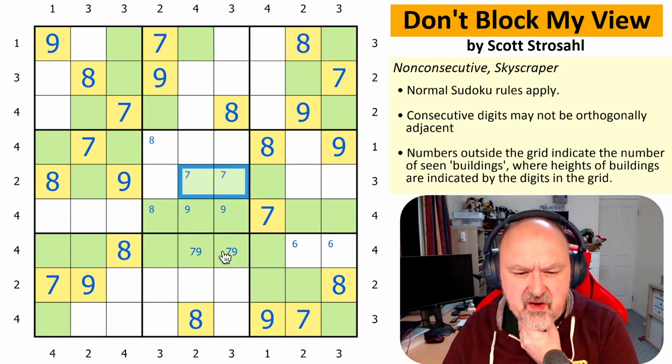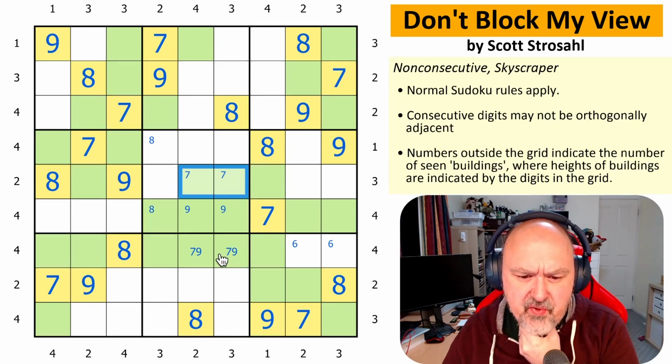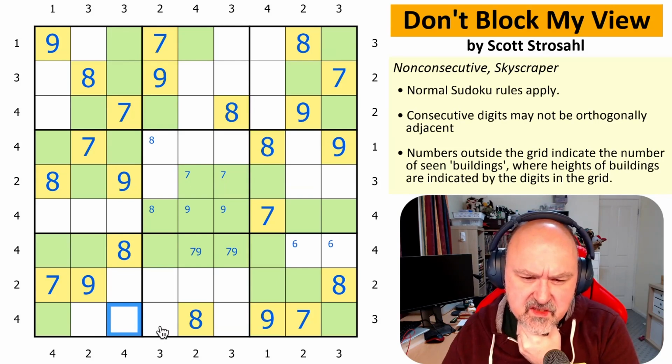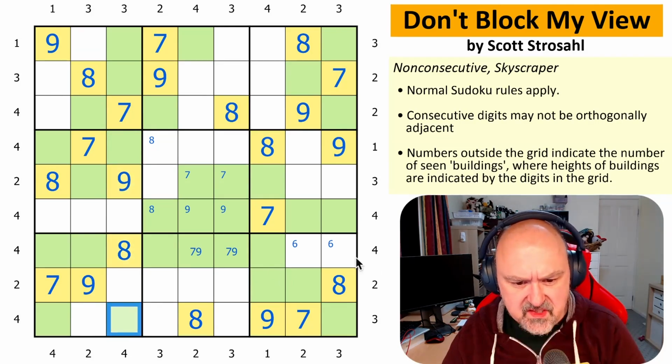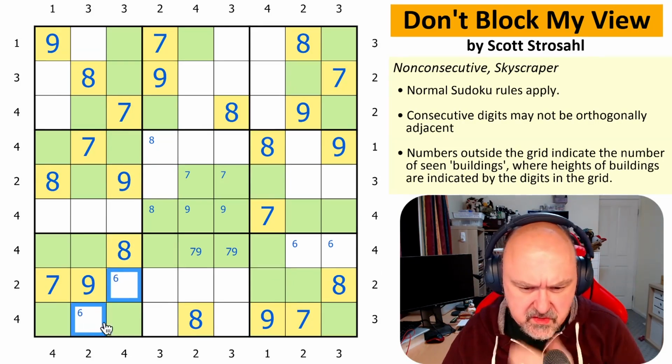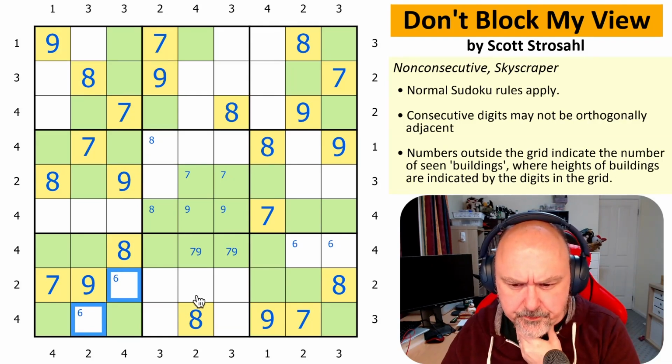So there'll be a skyscraper trick that breaks it. Like that can't be a 6 because it would go 6, 8, 9 and I can't put the 7 in here to make it a 4 clue. So that's not a 6. So 6 is in one of those two.